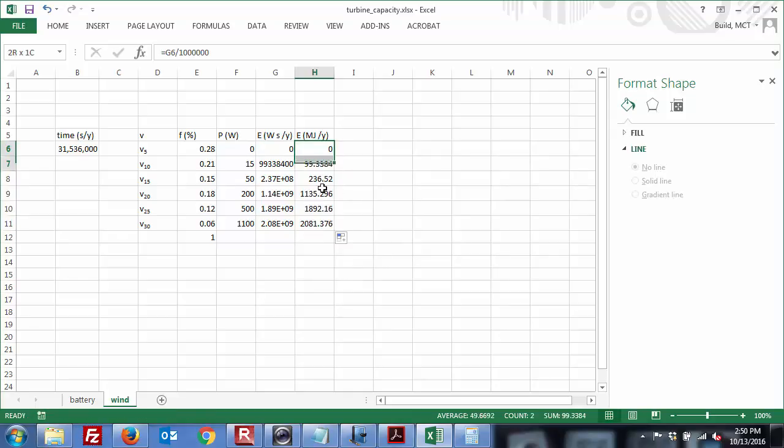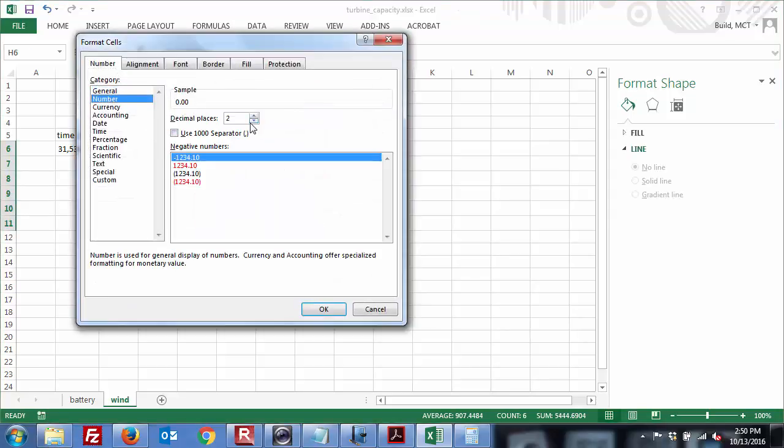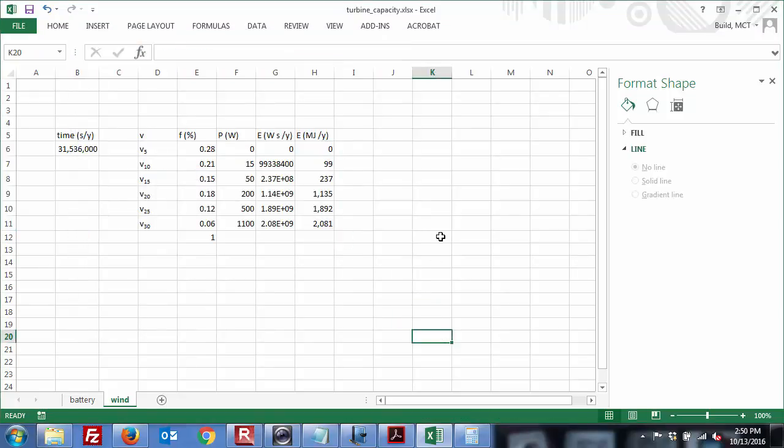Control 1, number, get rid of the decimals, throw in a comma. Okay, so that's not too bad. I mean, this is a little surprising. Can you go back to G7? Punch into G7 again so I can see that formula.